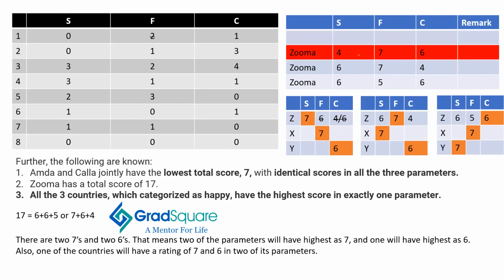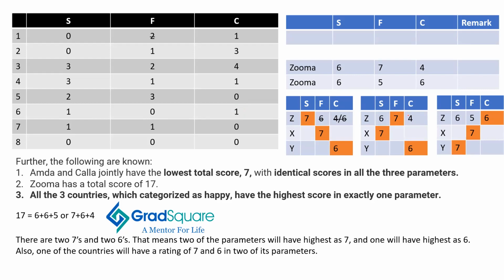So let's move on to the next one. You have 4, 7, and 6. Is that possible? So 4, 7, and 6, that means 7 comes in the middle, and 4 could come only on this side. Why? Because if the 6 comes on this side, then this 6 and this 6 are not possible together, because you can only have 1 6 there. Same case as before. So this case is also not possible. So the only possibilities are these two, 6, 7, 4 and 6, 5, 6.